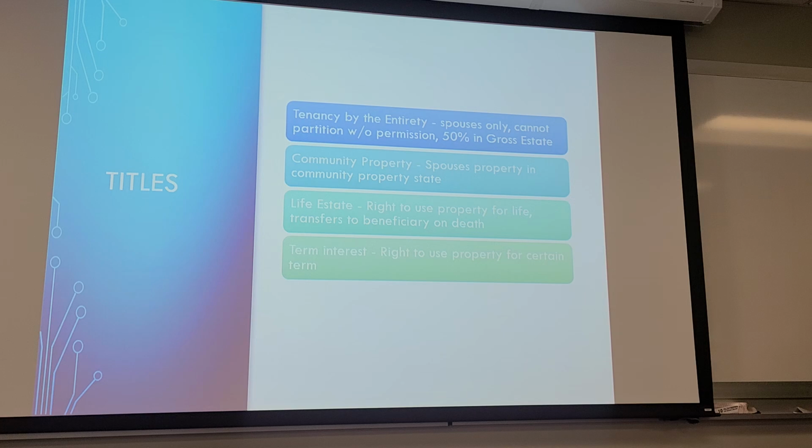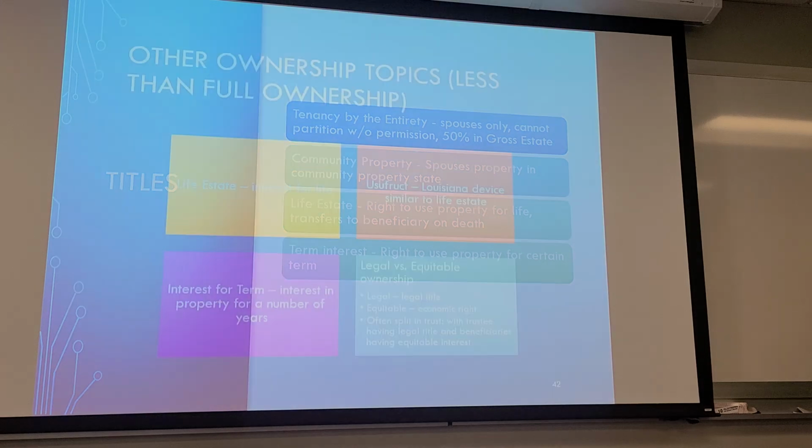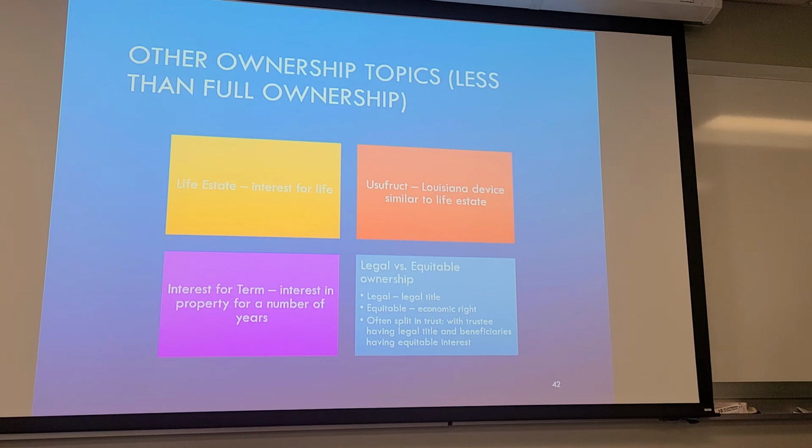In Louisiana, that's called a usufruct. Same idea there. Legal versus equitable: you see that with your mortgage. The bank owns the title to the home, but you're the one living there. You've got the equitable use. You're enjoying it, and you're paying it however you want.